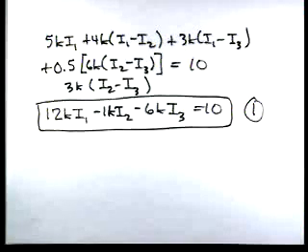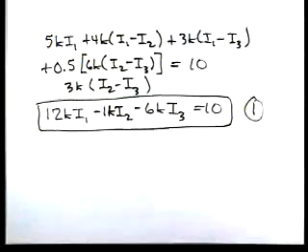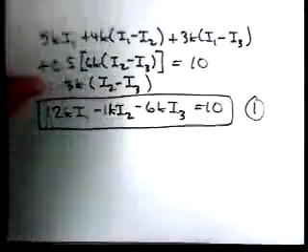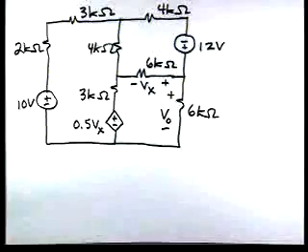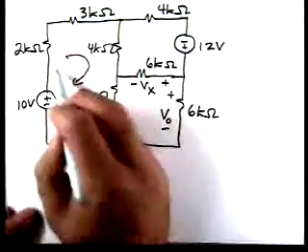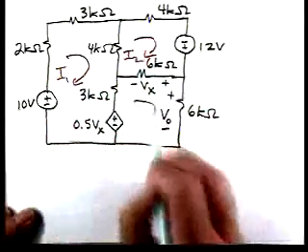So now we need to go through and do the 2 other equations. So we'll take our circuit and apply KVL to the other 2 meshes. So here's our circuit with our currents.